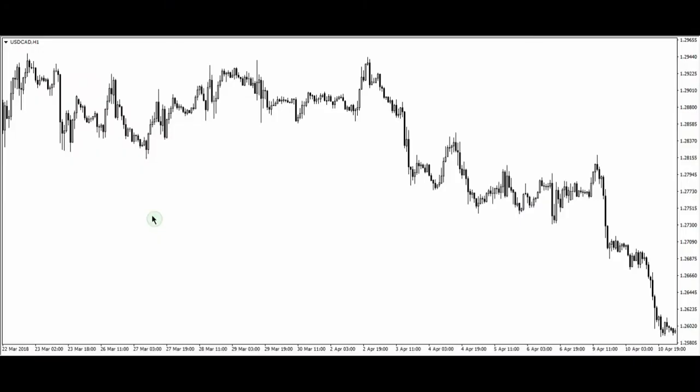Guys, this is a trade review on the US dollar versus the Canadian dollar, popularly called USDCAD, or CAD, or Loonie. I went short today pre-FOMC. We are having FOMC this evening.